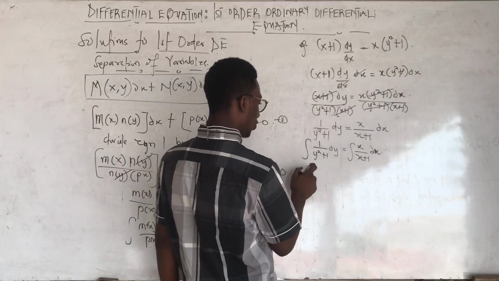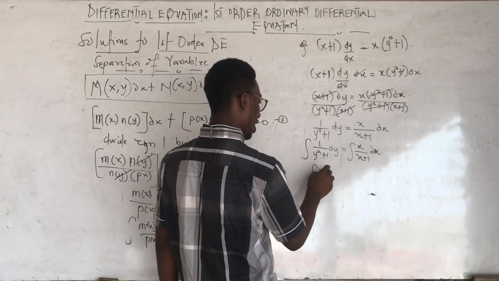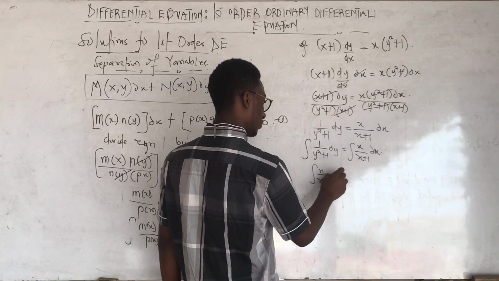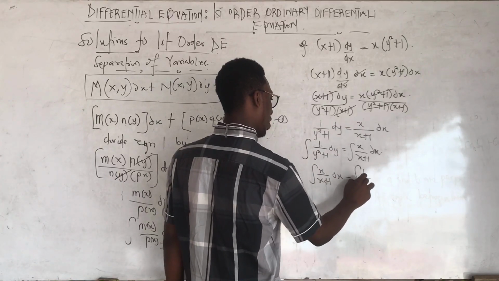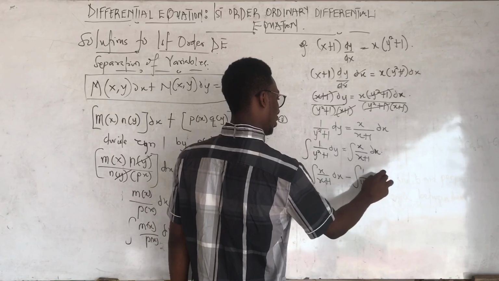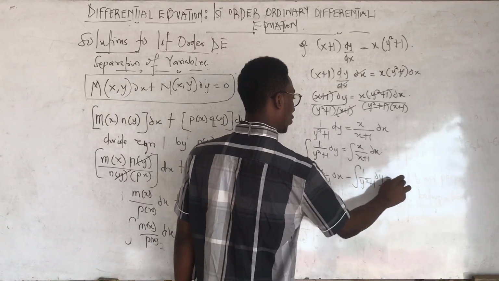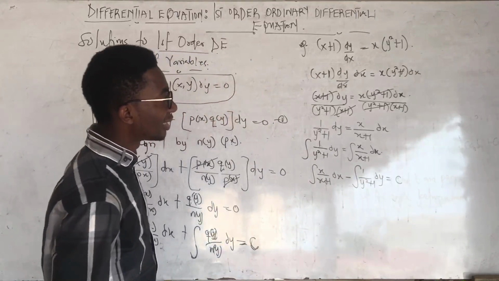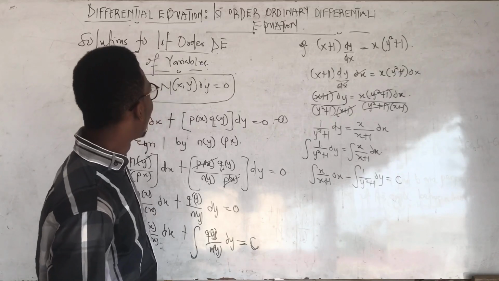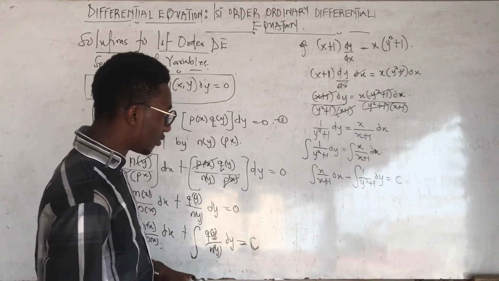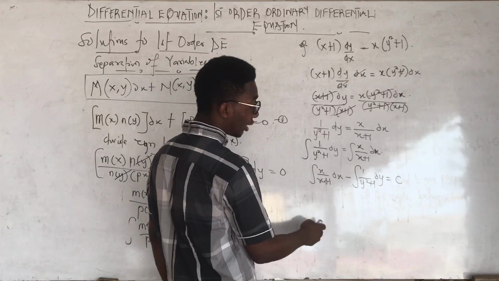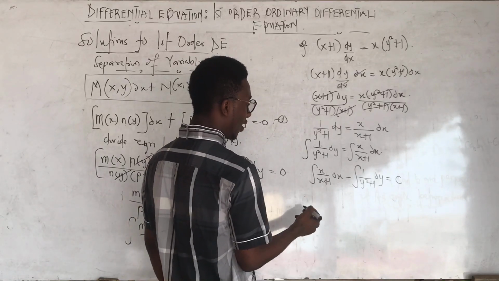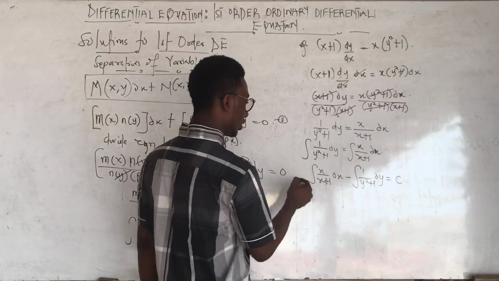So let's say the integral of x over x plus 1 dx, and this one comes to be minus the integral of 1 divided by y squared plus 1 dy, which is equal to a constant c, because it is an indefinite integral. Now x divided by x plus 1, to easily be able to integrate it, let's change it.